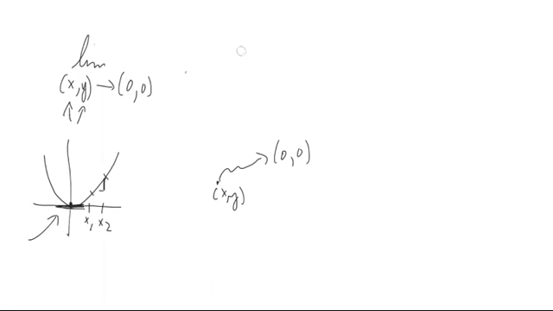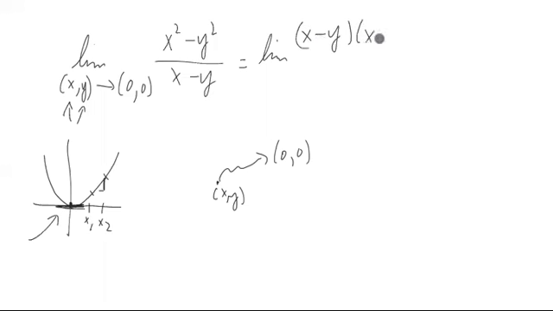Going for it, we have x squared minus y squared all over x minus y. And let's factor this top. So we get a limit. I'll just write limit, but knowing what it is. So we get (x minus y)(x plus y), a difference of two squares, over x minus y, and in the limit x and y are going to 0. So now we can just plug in.